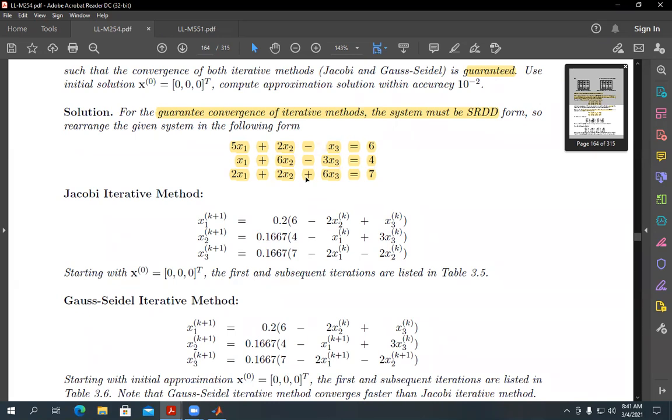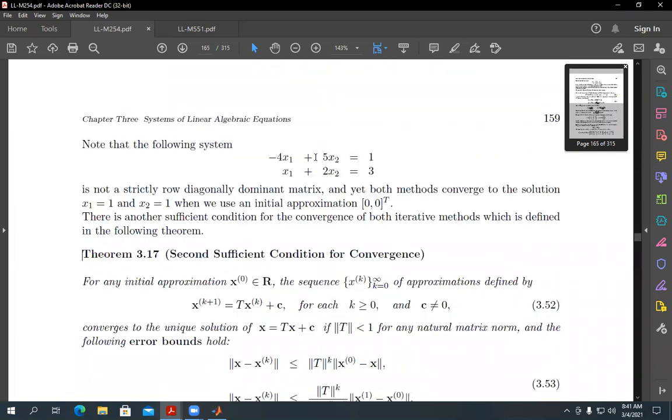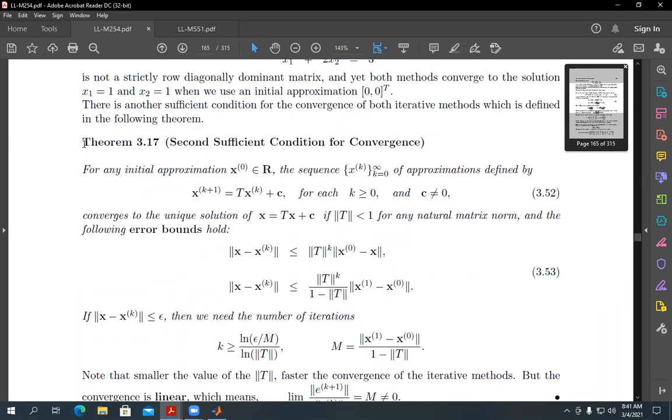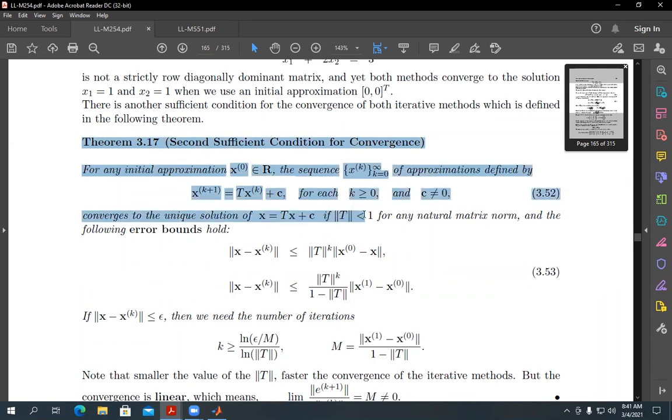But we want to know, if it converges, whether it is slow or fast. That we cannot do with the help of the STD condition. We need the second condition, and the second condition is one of the best conditions we have here. And the second condition is this one.